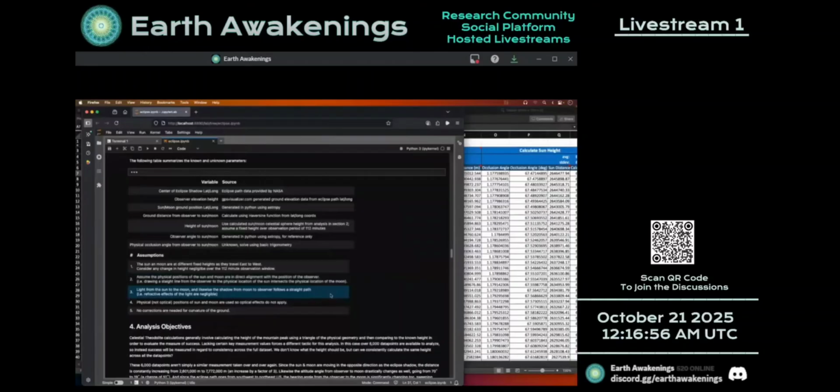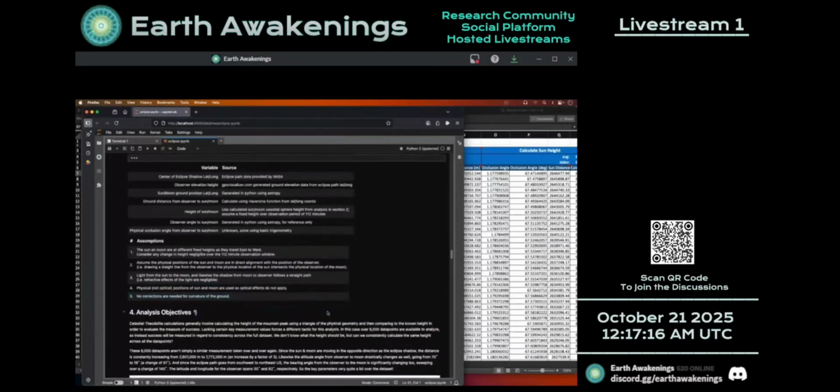Third, the light from the sun to the moon, and likewise the shadow from the moon to the observer, is going to follow a straight path, where refractive effects of the light are negligible. Since we're using physical and not optical positions for the sun and moon, optical effects do not apply. And lastly, no corrections are going to be accounted for ground curvature.